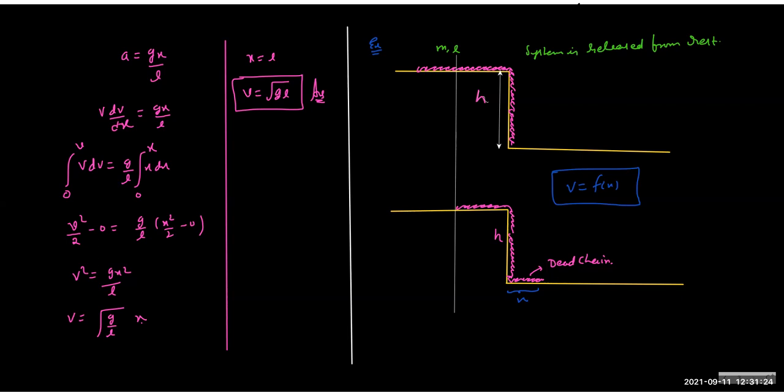So let me do this now. Here the driving force is always constant because the hanging part is fixed. It's not changing with time. The first thing which you need to observe is that this part will never change, unless all of the chain is leaving the table, which we are not considering. So here what we need to realize is that the driving force is constant, but the driven mass is variable.